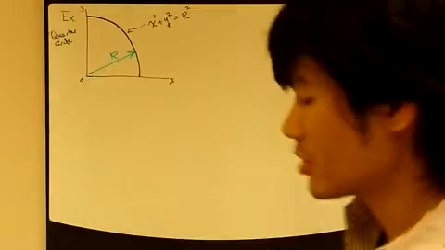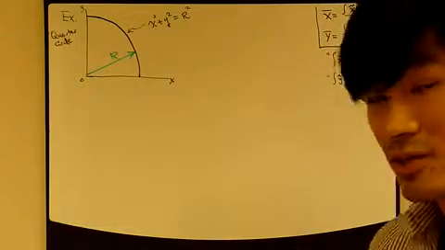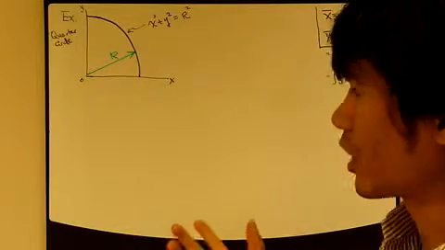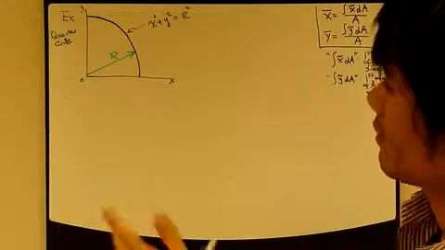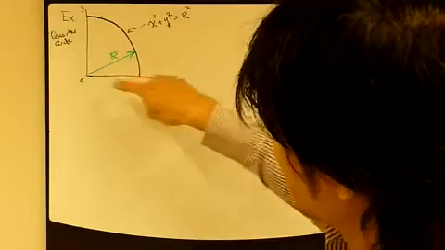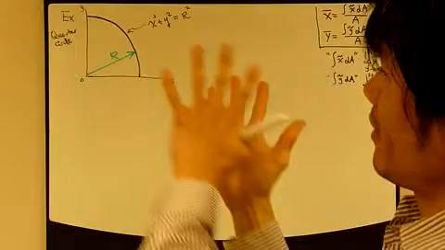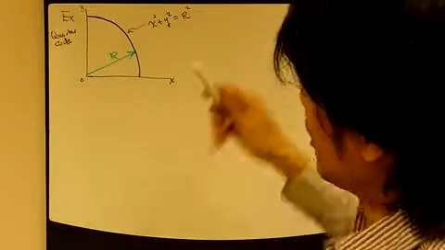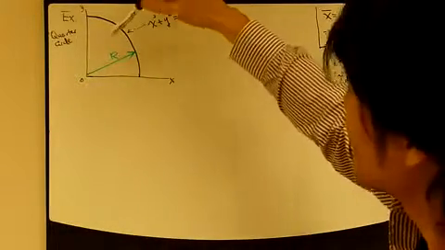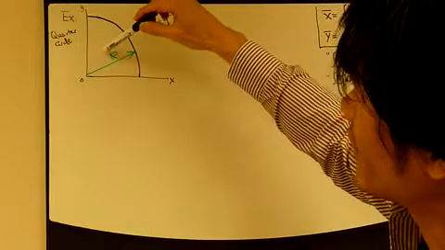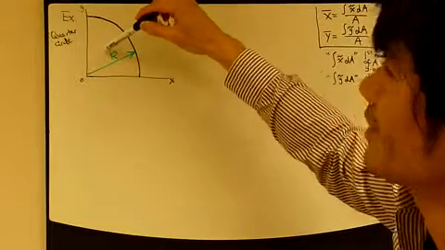I would like to determine the center of gravity or centroid of this shape right here. Just by looking at it, if there's a piece of material like a plate shaped like a quarter circle, just by feel, you guess that the center of gravity should be somewhere around here.